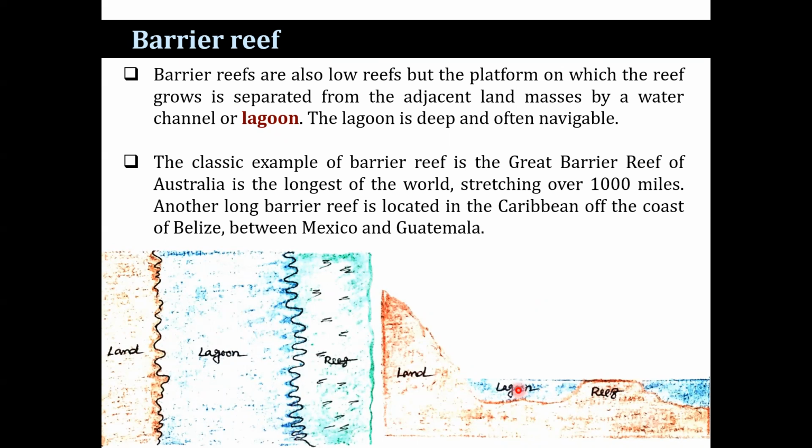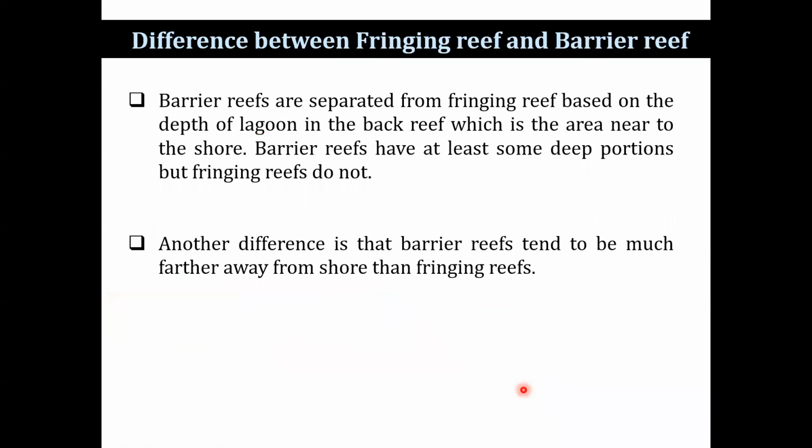And now, what are the differences between the fringing reef and the barrier reef? Barrier reefs are separated from the fringing reef based on the depth of the lagoon in the back reef, which is the area near the shore. Barrier reefs have at least some deep portion, but fringing reefs do not. Another difference is that barrier reefs tend to be much further away from the shore than fringing reefs.